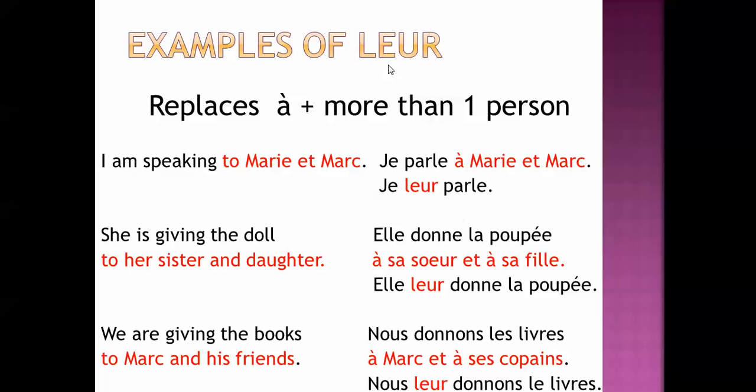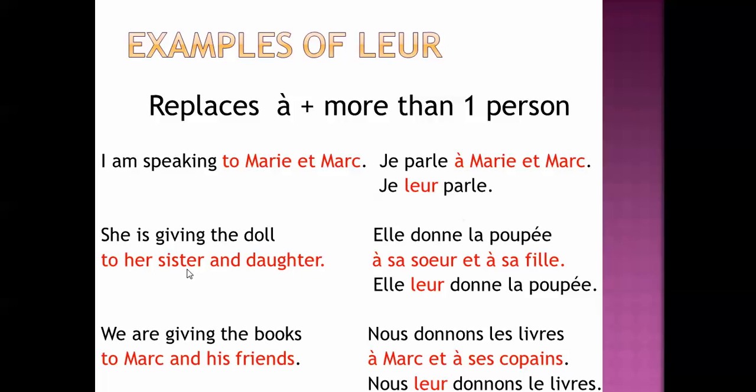Now we're going to have some examples of leur, à followed by more than one person. I am speaking to Marie and Marc. Je parle à Marie et Marc. Instead of saying à Marie et Marc, we're going to say je leur parle. I speak to them.